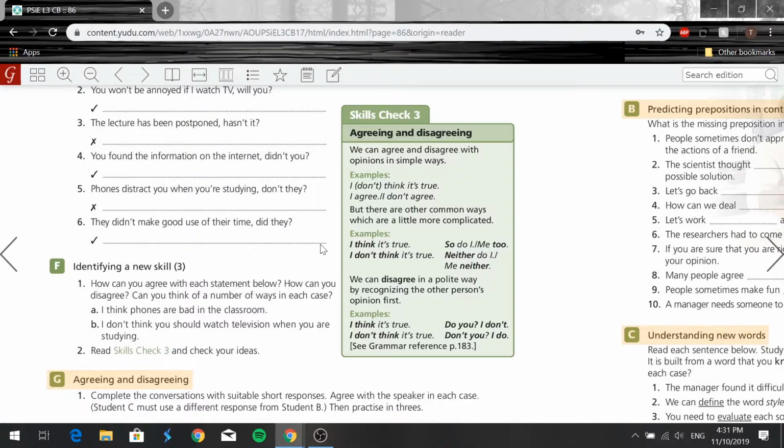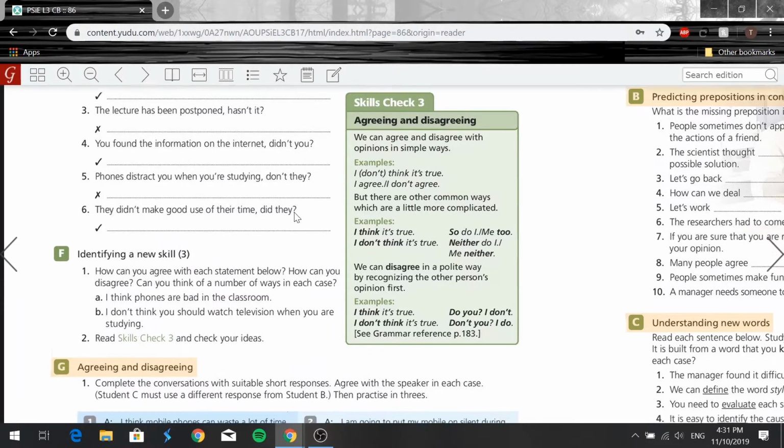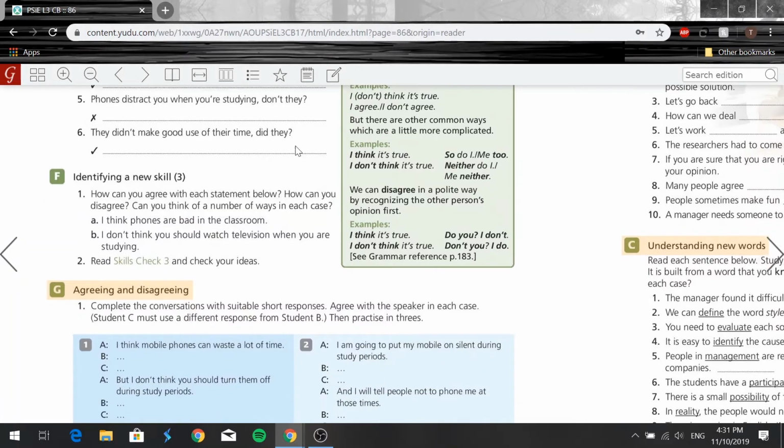These are all examples of agreeing and disagreeing. Alright, now let's go to exercise F. Here we have identifying a new skill. So how can you agree with each statement below? How can you disagree? Can you think of a number of ways in each case?